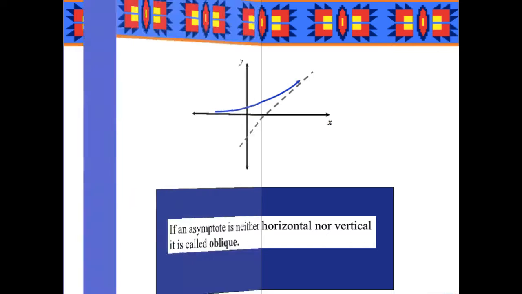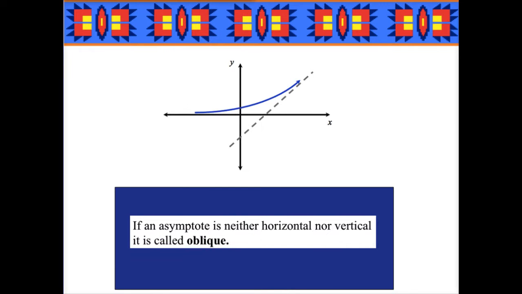Finally, let's explore oblique asymptotes. We're not going to be calculating that in this lesson, but we will in the next lesson. Notice that an oblique asymptote is really just a linear function with a slope. So if an asymptote is neither horizontal nor vertical, it is then called oblique.